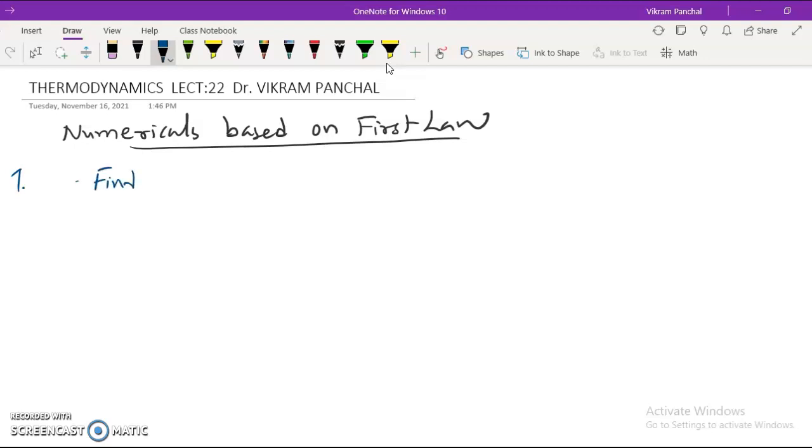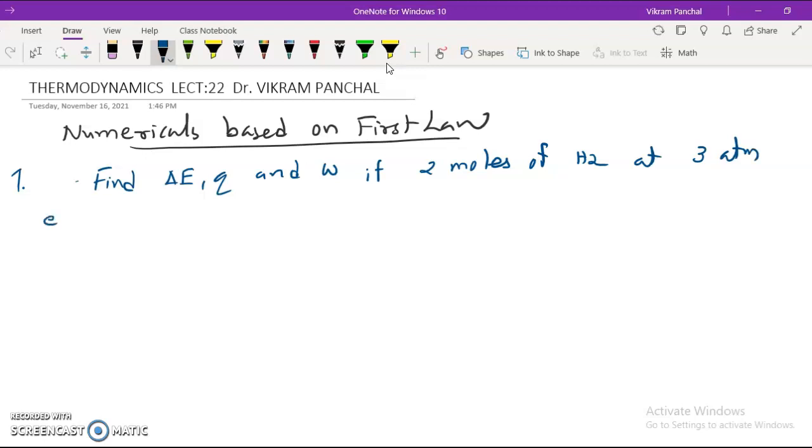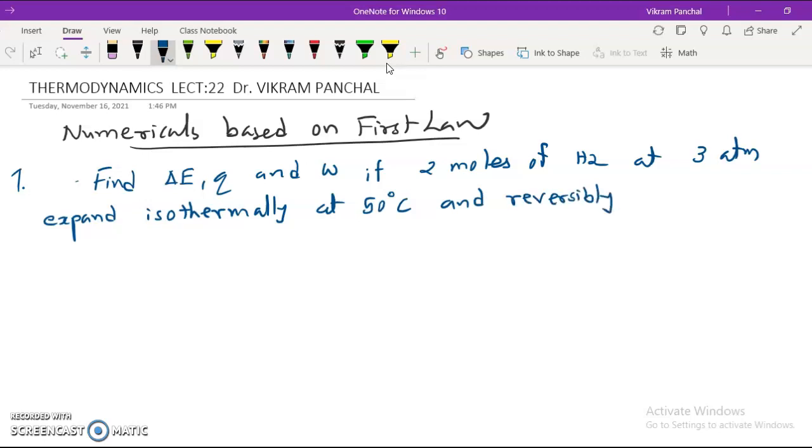Find out delta E, Q and W if 2 moles of hydrogen at 3 atmospheric pressure expand isothermally at 50 degrees Celsius and reversibly to a pressure of 1 atmosphere.